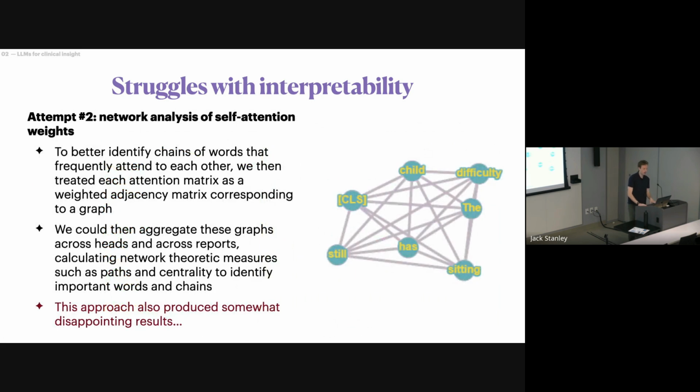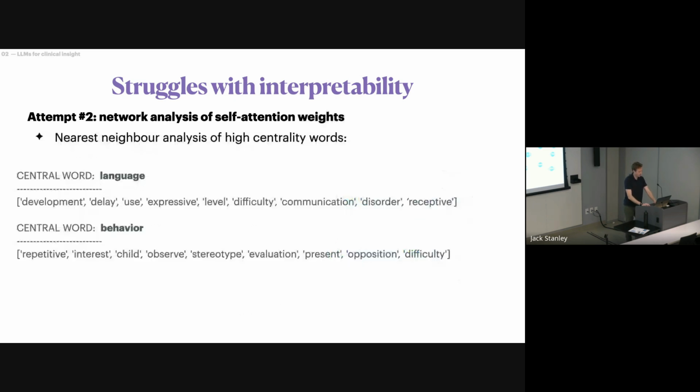So yeah, to better quantify chains of words, right? Multiple words at a time that are most frequently attended to each other, we then frame this attention matrix as a weighted adjacency matrix to construct these network graphs for multiple heads and across multiple reports. And again, we could try and maybe use some network theoretic measures like path length and centrality to identify the most important words and chains of words that are most diagnosis relevant. And again, this approach produced somewhat disappointing results at the end of the day.